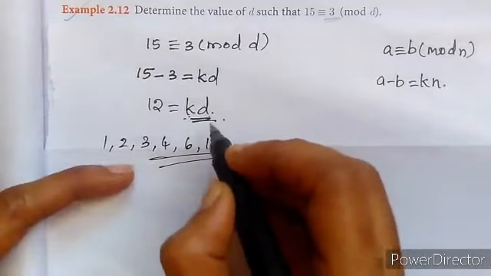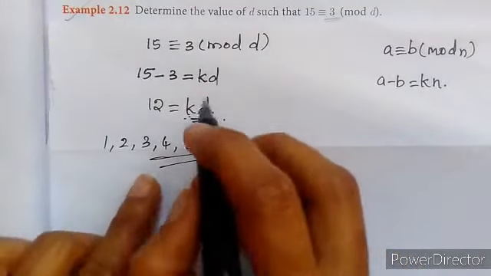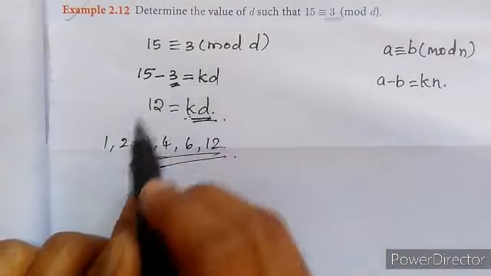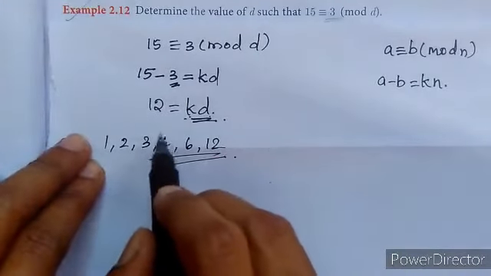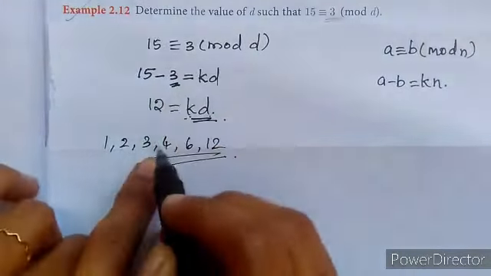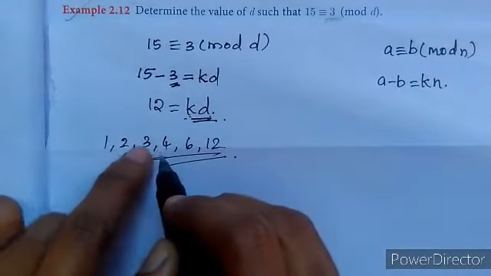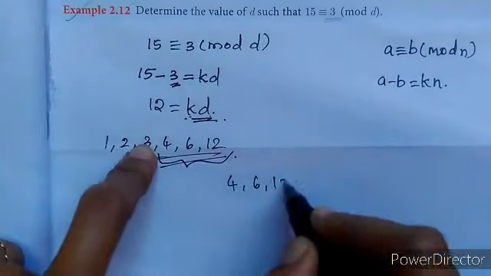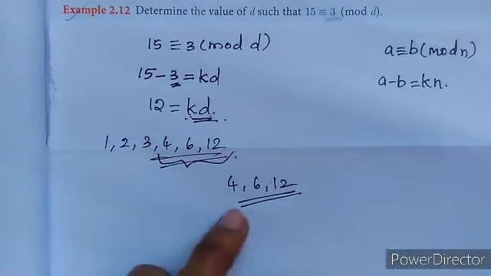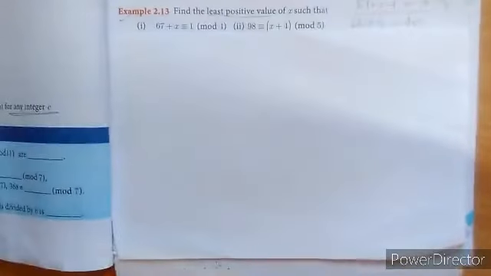But here we need the value d greater than 3. Isn't it? Greater than 3. So we can't take up to 3 because the remainder is 3 here. That's why. So take more than 3. So the values are 4, 6 and 12. So these are the values for d.